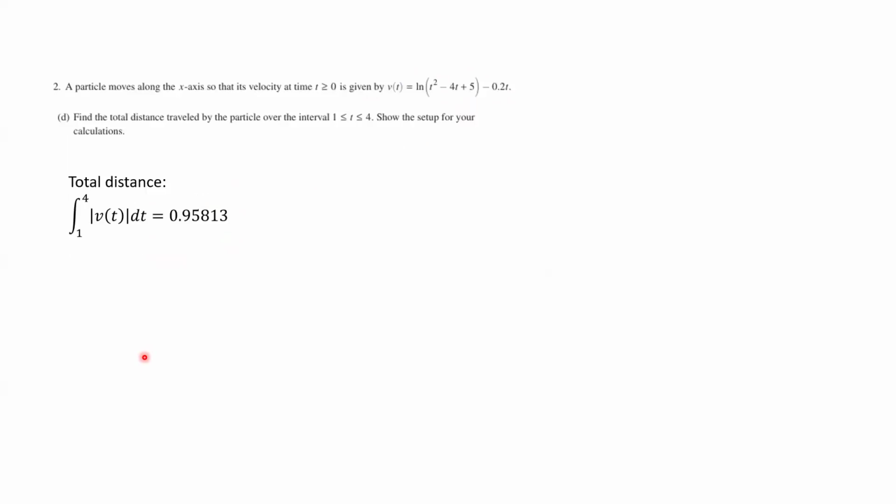Find the total distance traveled by the particle over the interval 1 less than or equal to t less than or equal to 4. Show the setup. Okay, so the setup is just this: the integral from 1 to 4 of the absolute value of the velocity. Plug this into your calculator, you get 0.95813, and you're done.